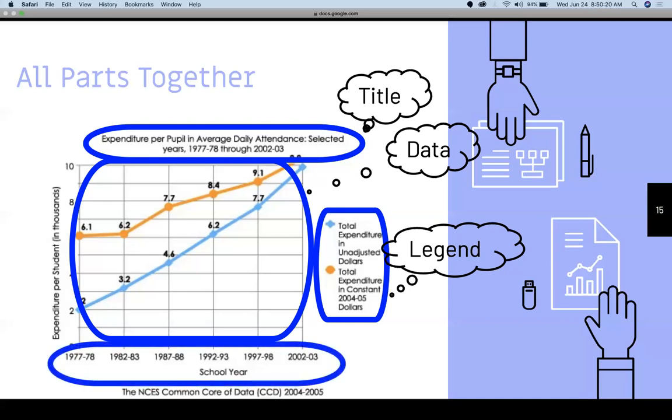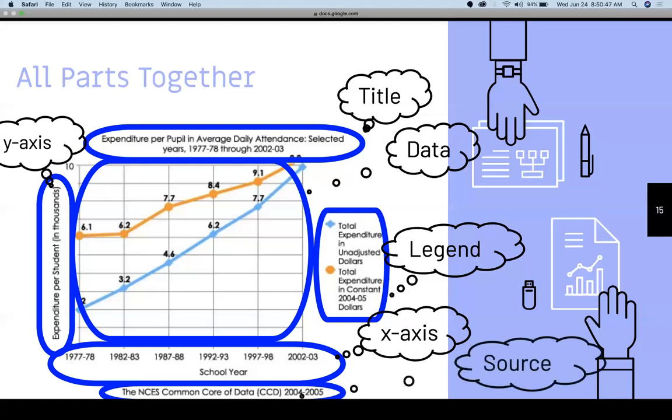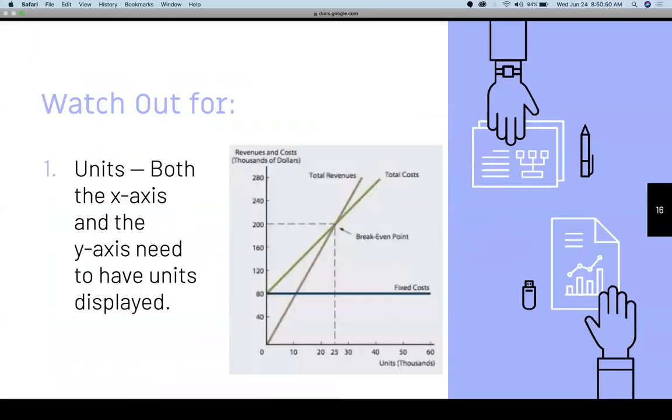We have school year at the bottom, which is the x-axis. We have the expenditure per student, thousands, that's the y-axis, right? Those are the dependent versus independent variables. And at the bottom, we have the NCES Common Core Data CCD 2004-2005, and that would be our source, right?